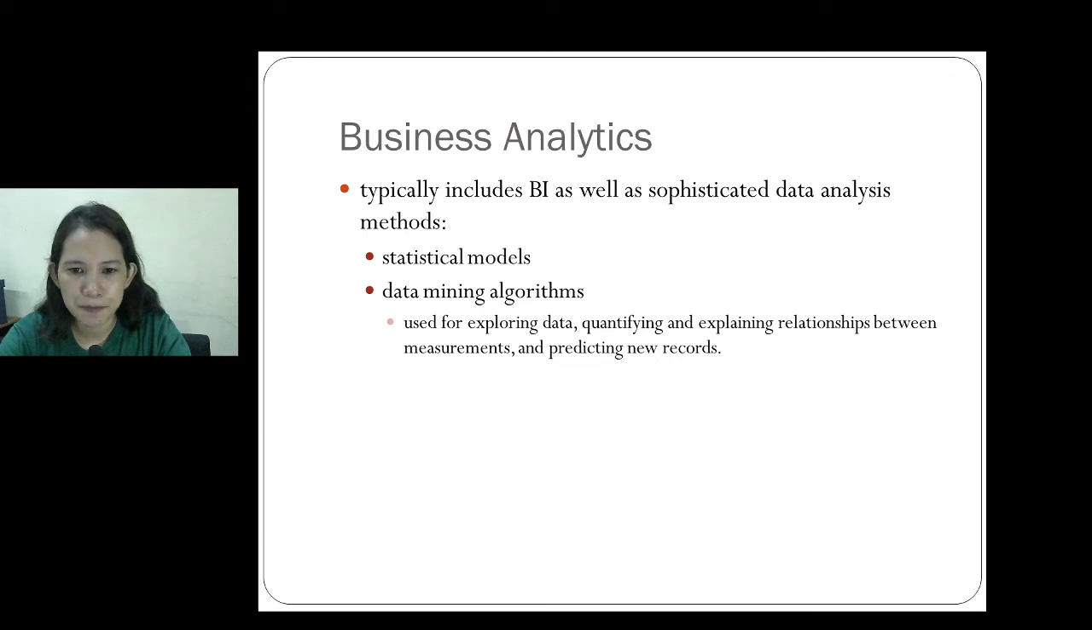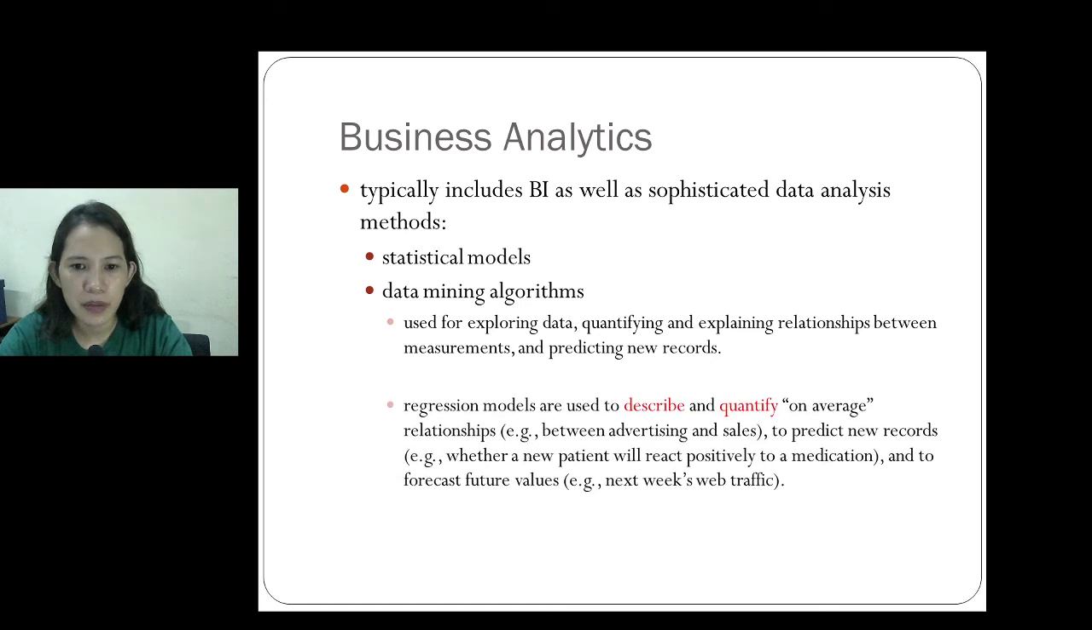Examples are methods like the regression models, which are used to describe and quantify on average relationships, for example, between advertising and sales. Another use is to predict new records, for example, whether a new patient will react positively to a medication, and to forecast future values, for example, next week's web traffic.